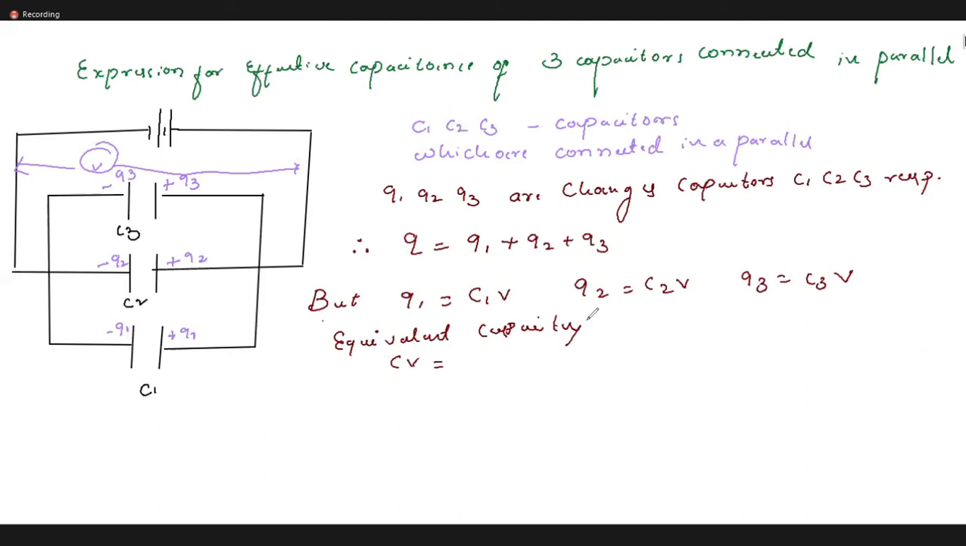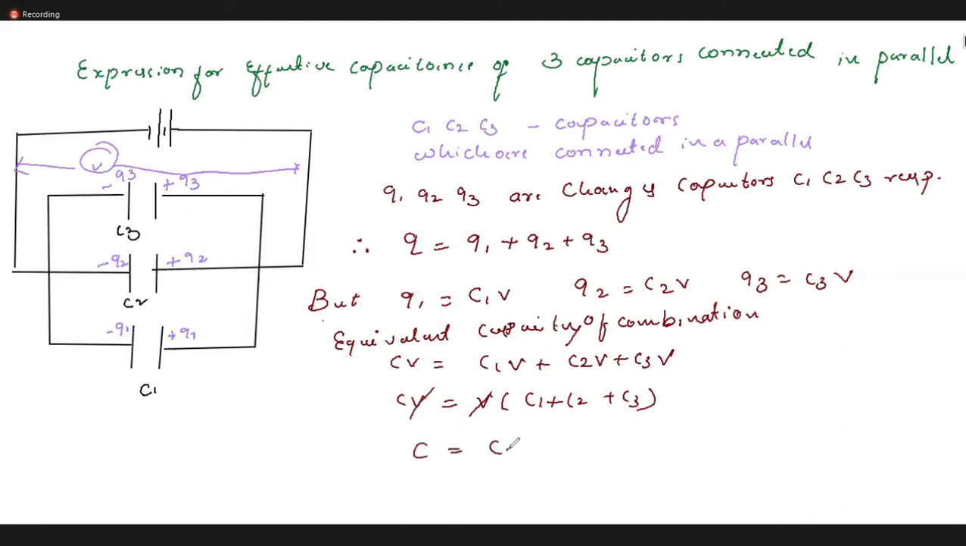Equivalent capacity of the combination. Then CV is equal to C1V plus C2V plus C3V. Let me write CV, V common, then C1 plus C2 plus C3. Let me cancel V on both sides, then C is equal to C1 plus C2 plus C3. So this is the equivalent capacity of a parallel combination.